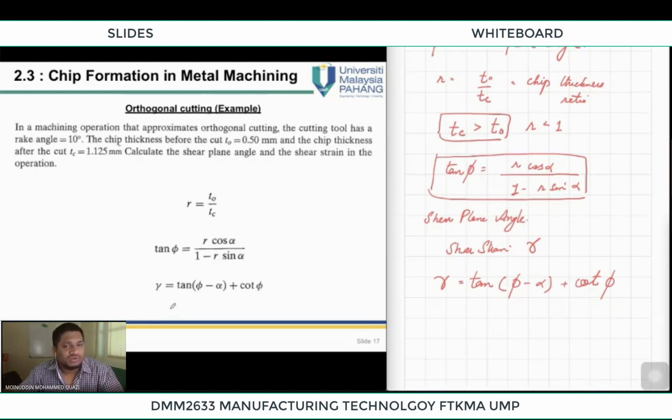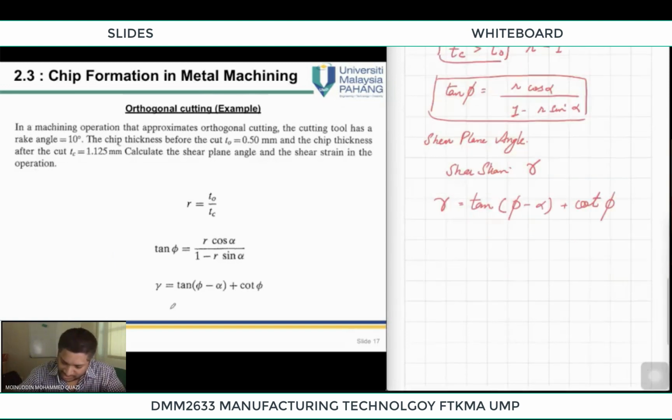So let us do one numerical based on the formulas that we have seen already. In a machining operation that approximates orthogonal cutting, the cutting tool has a rake angle of 10 degrees.